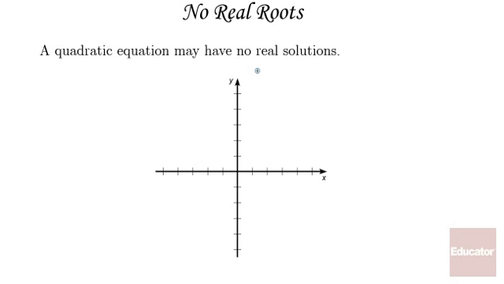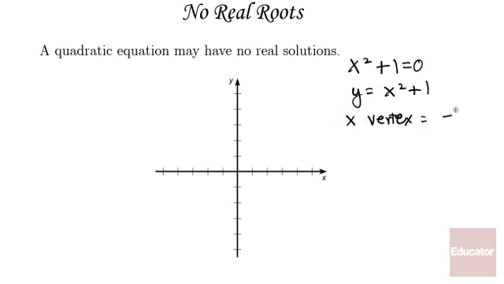Let's think about when that could be. For example, taking a quadratic equation, x squared plus 1 equals 0. That's my quadratic equation. My corresponding function looks like this. Find the vertex. x equals negative b over 2a. Here, a equals 1, and there is no b. Or there is a b, it's 0. There's no bx term.